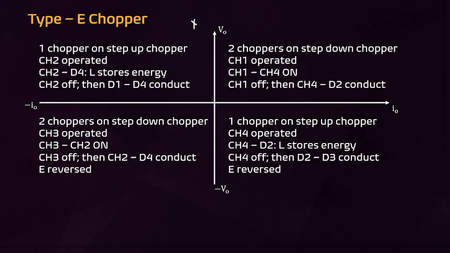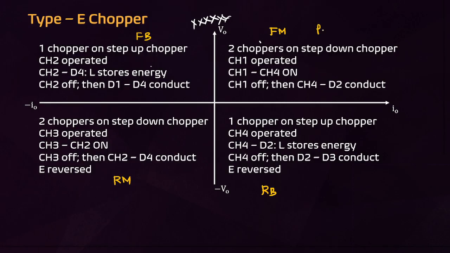This is the final conclusion that you have to concentrate on. Forward motoring, forward braking. First quadrant is which one, students? Forward motoring. Second quadrant is forward braking. Third quadrant is reverse motoring. Fourth quadrant is reverse braking.